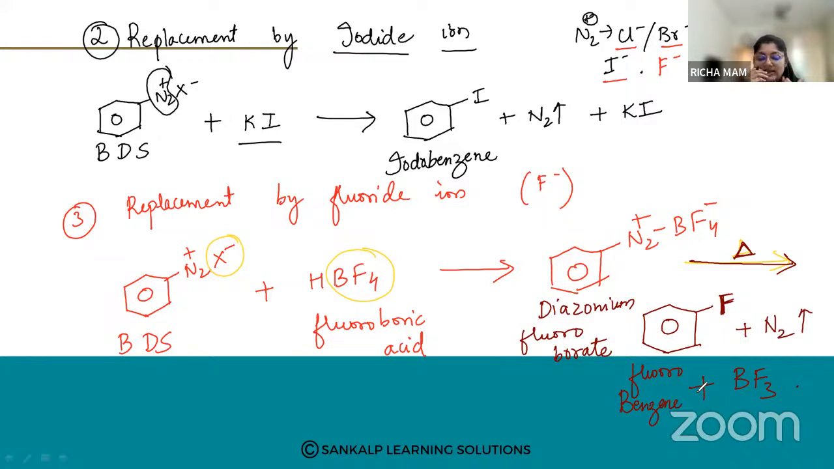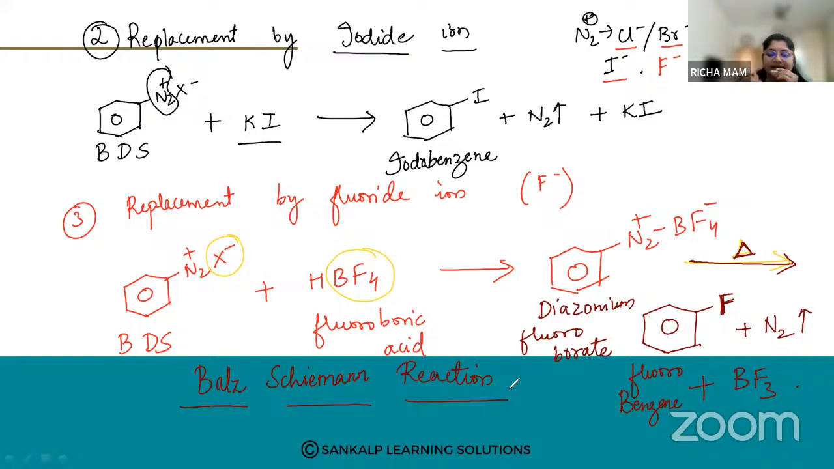So this reaction is called the Balz-Schiemann reaction. Very important named reaction. Mark this as important. So we have seen three named reactions here in diazonium salts, very important: Sandmeyer's, Gattermann, and Balz-Schiemann reaction. These can be asked for 2 marks each. So remember these.